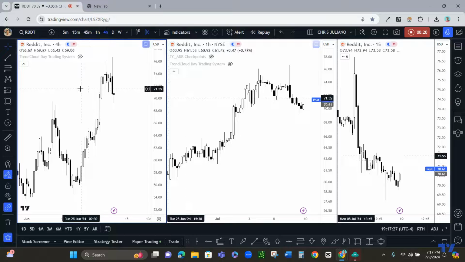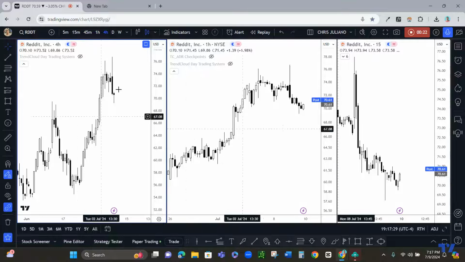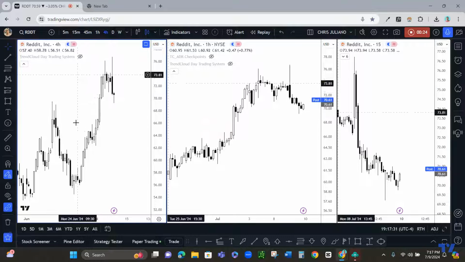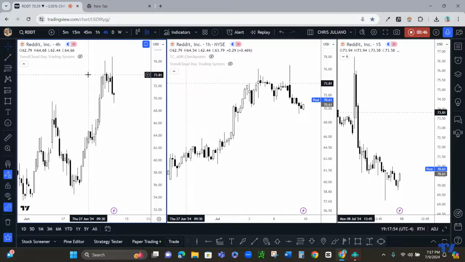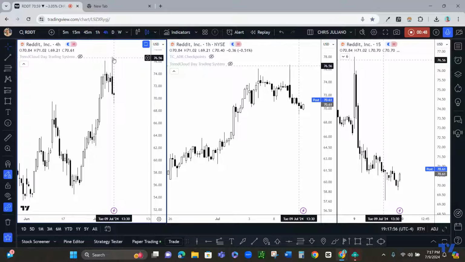The way I teach it at TrendCloud is simply like this. On the highest time frame, you're looking at market edges, and you're going to look for the context of this trade. What is this thing doing on its highest time frame? You need to understand that in order to apply any trading strategy that you're using. So on the 4-hour chart, we will look at the context of the trade and the market edges.